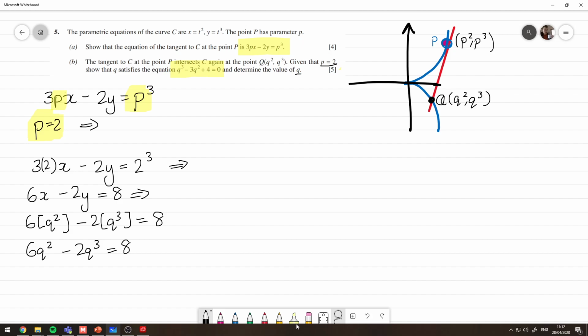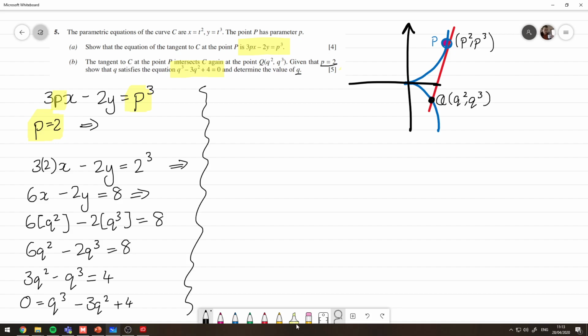Let's divide it through by 2. So we're going to get 3q squared, take away q cubed, equals 4. And if I rearrange it a little bit, I'll take everything over to the right hand side. I'm going to get q cubed, take away 3q squared, plus 4 equals 0. Wonderful. Okay, so to get the value of q I need to solve that equation.